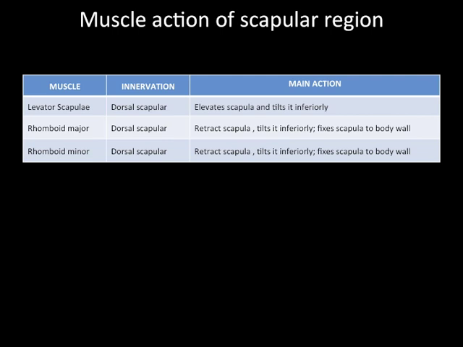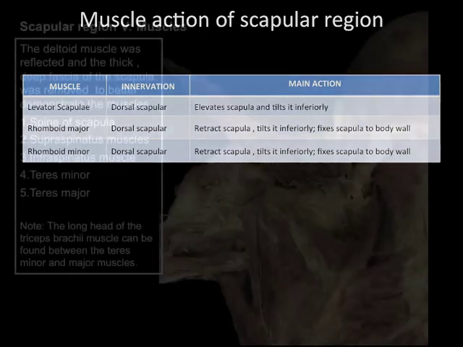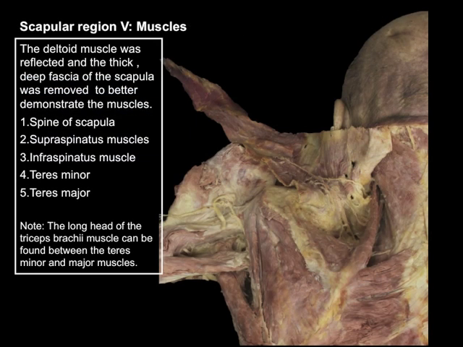Again, as a review, here's a table with the muscle names, their innervation, and their main actions. The deltoid muscle was reflected and the thick, deep fascia of the scapula was removed to better demonstrate the set of muscles that we will explore at this time. For orientation purposes, look at the spine of the scapula indicated in the image.